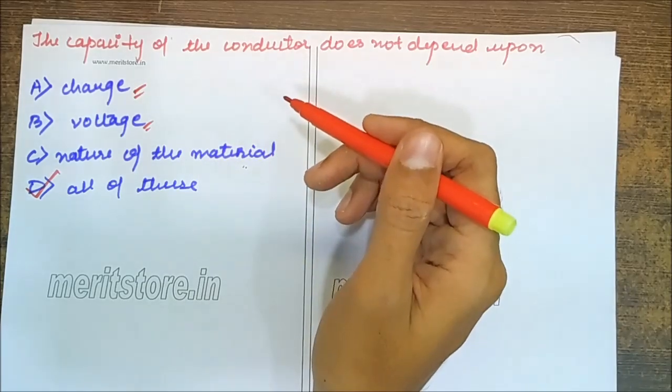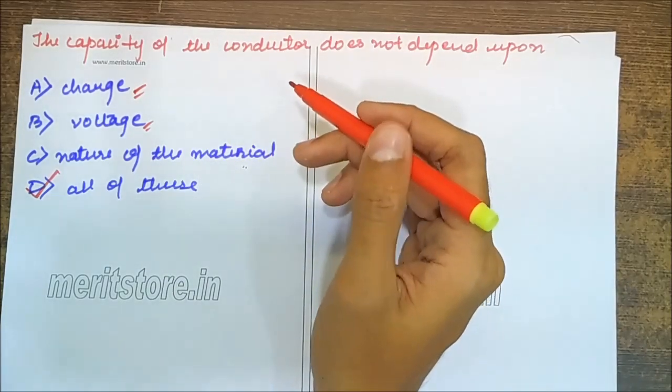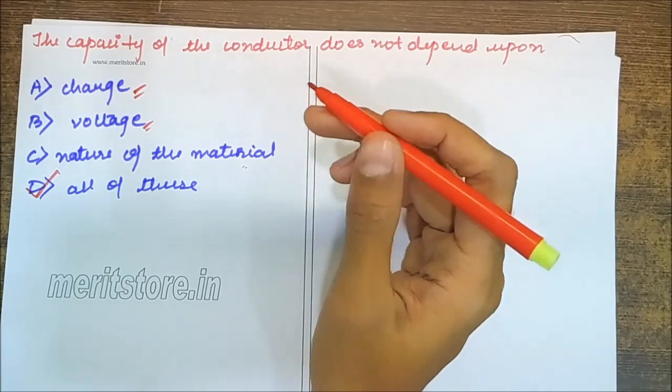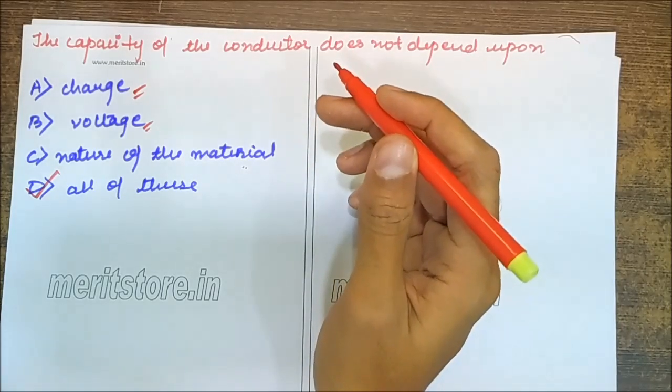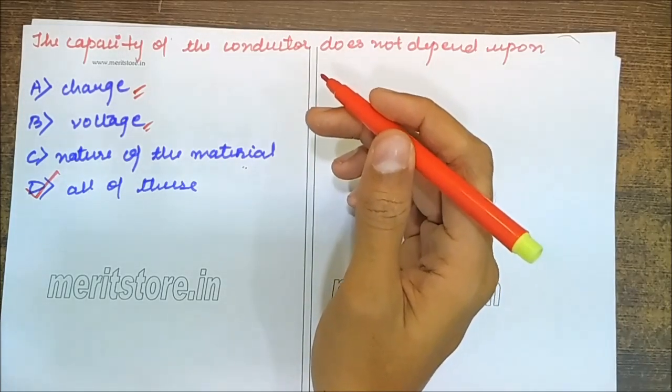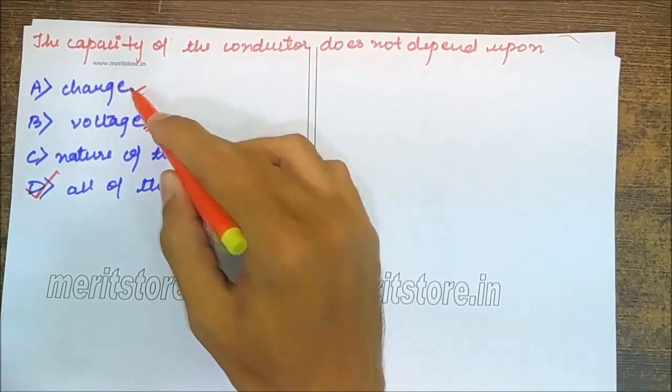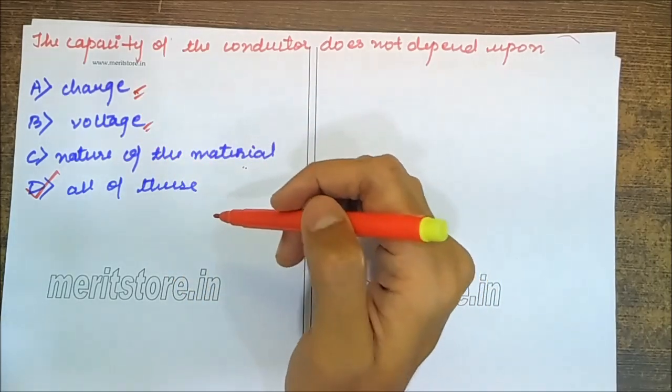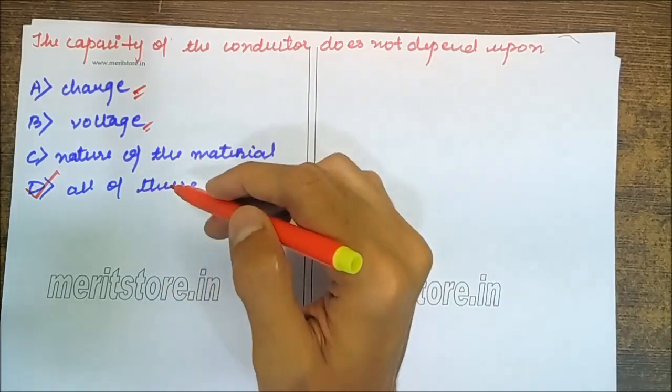The current capacity of the conductor will depend on the cross section area, and the larger the cross section area, the lesser the loss due to current will be. So it does not depend on the charge, not the voltage, not the nature of the material. So it is all of this.